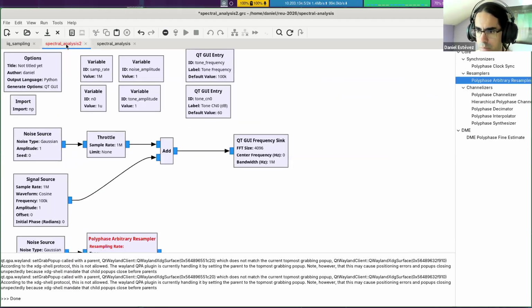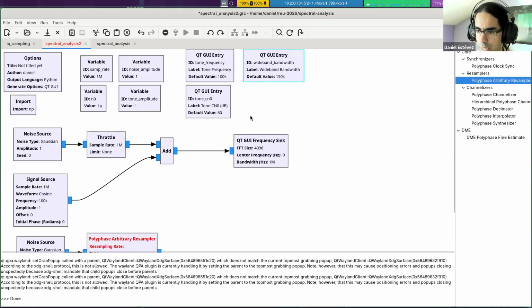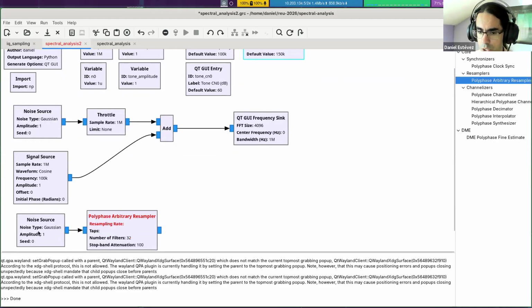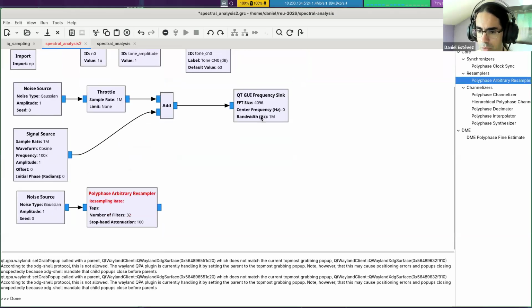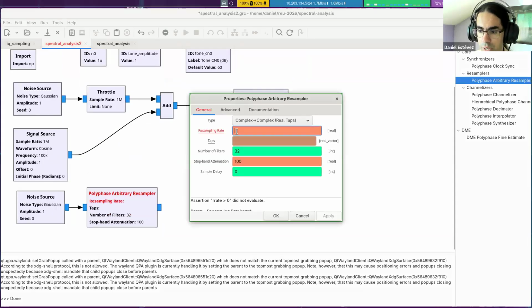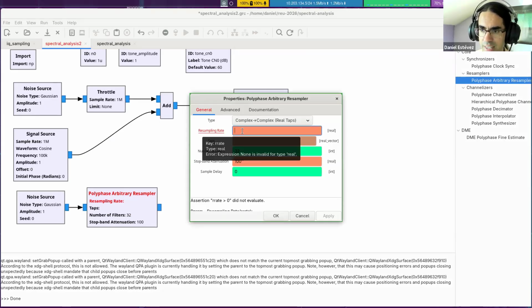So I have this noise bandwidth, which is how much bandwidth the noise source in here is going to occupy. And I have this wideband bandwidth. And so the resampling rate I was speaking about, if I increase my sample rate by a factor of 10, that 10 is the resampling rate, by how much we increase our sampling rate. We can also decrease it if we want, but for this application, we always want to increase it.